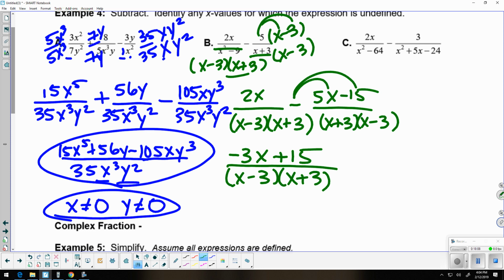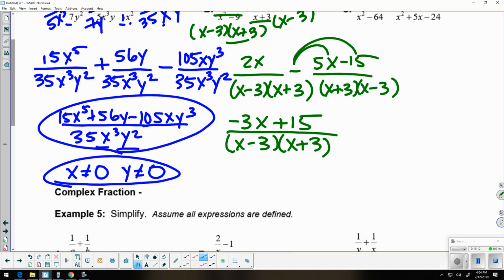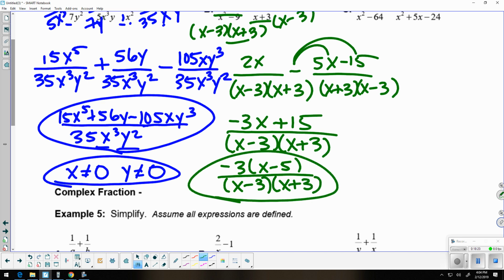I would check to see, can I do more? Can I factor? You can at least take out a GCF on top. I would take out negative 3. Then you'd have x minus 5, and then your denominator stays the same. But again, obviously nothing's going to cancel in this case. So that'd be my final solution set. And then once again, what makes this undefined would be positive and negative 3. Okay. Last and final one.